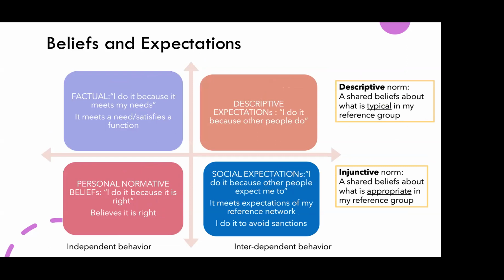So as I said, these four quadrants can also be summarized into these two dimensions. We can have the independent behavior that is supported by factual and personal normative beliefs, from beliefs that are only mine. And then we have interdependent behavior, that is the behavior that depends on the actions of the others, so the descriptive expectations, and also depends on the expectations that the others have of me. These are the social expectations.